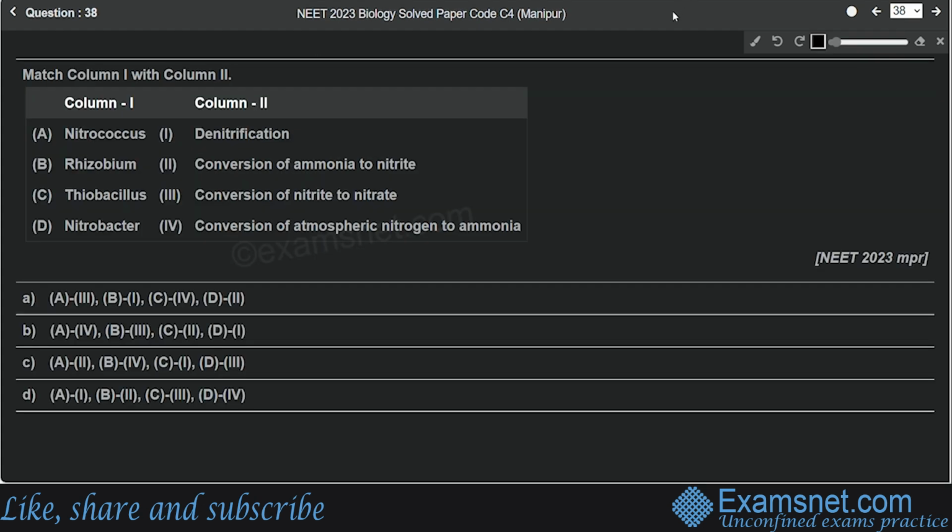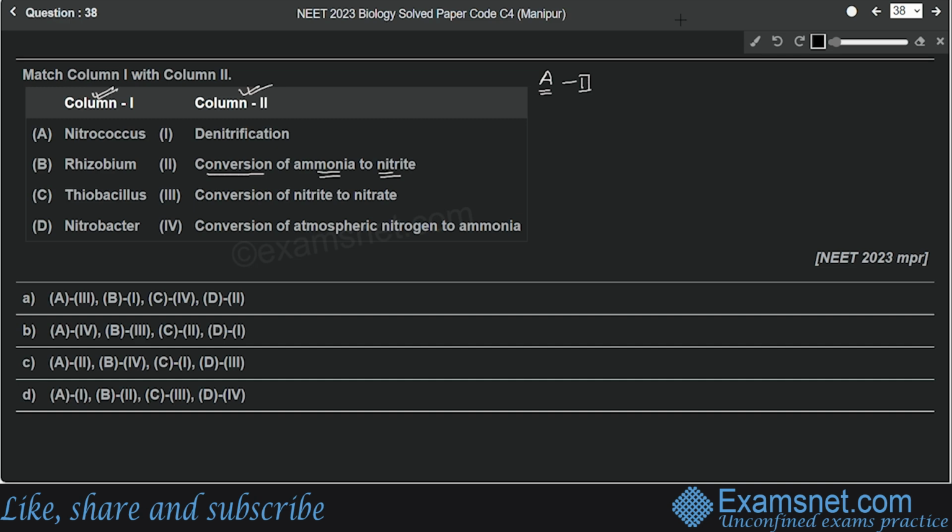Question number 38 is from the chapter Mineral Nutrition. Here we have to match the names of bacteria mentioned in column 1 with their functions mentioned in column 2. Okay. So the first bacterium that is mentioned is Nitrococcus. And the correct match for Nitrococcus will be number 2, that means conversion of ammonia into nitrite. Okay. Because Nitrococcus is involved in the nitrification process.